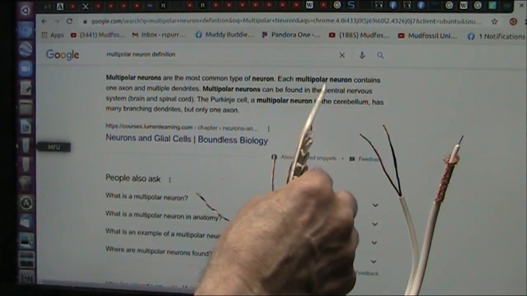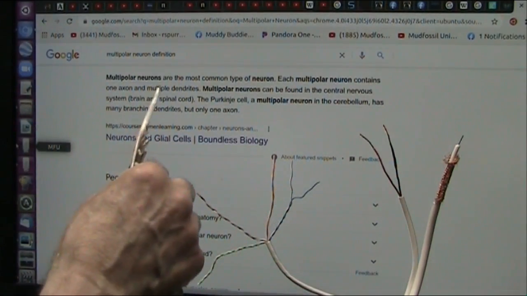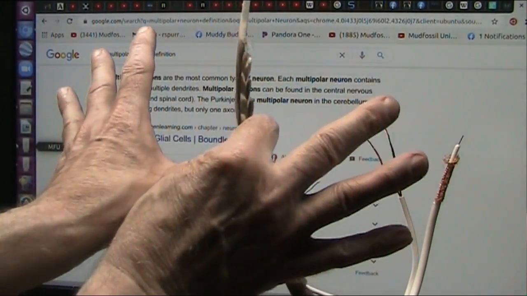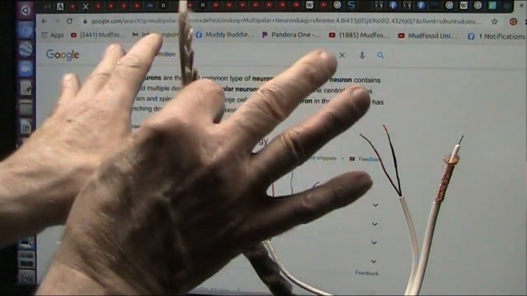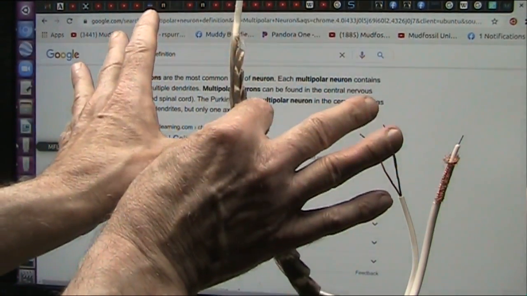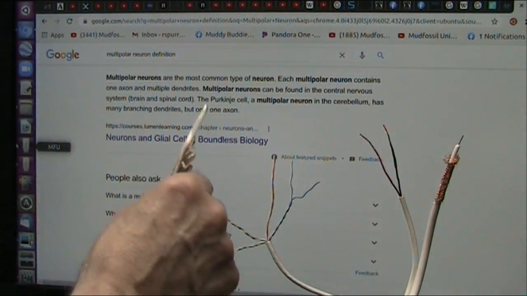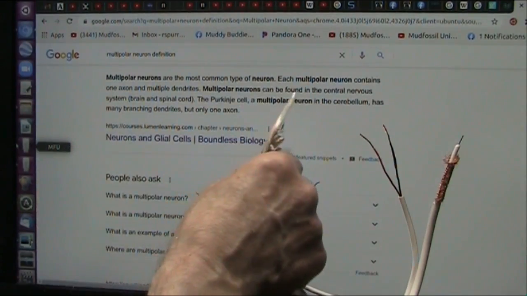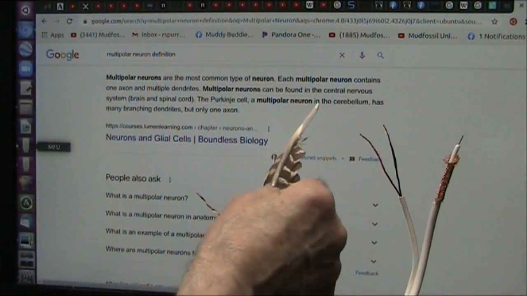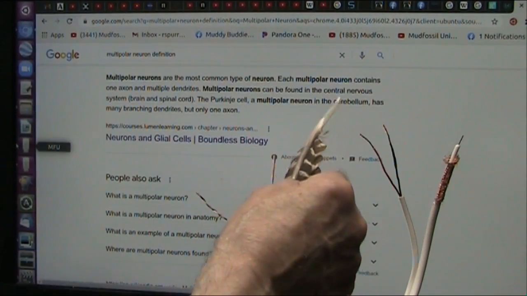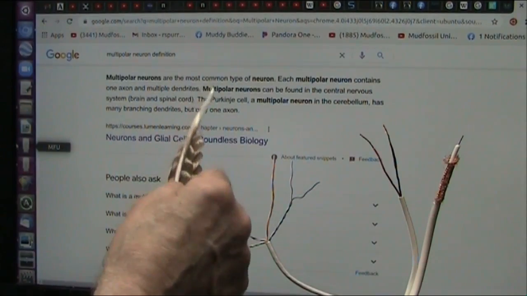Each multipolar neuron contains one axon, which is one wire, and multiple dendrites, which are little things coming out of that wire, like additional connections from one central wire. Now, they can be found in the central nervous system, brain, spinal cord, all these areas. A multipolar neuron in the cerebellum has many branching dendrites, but only one axon.